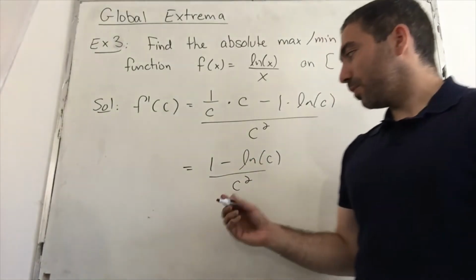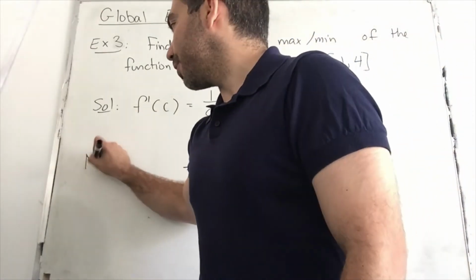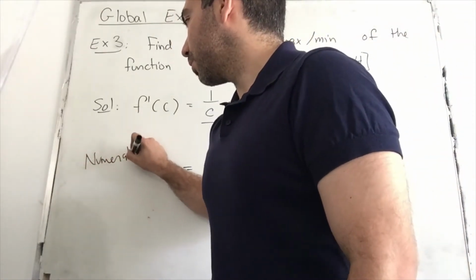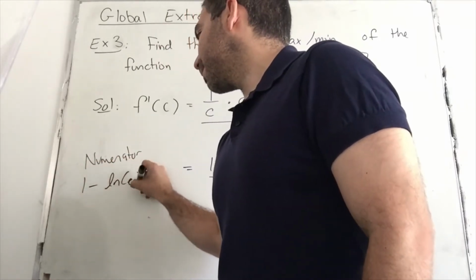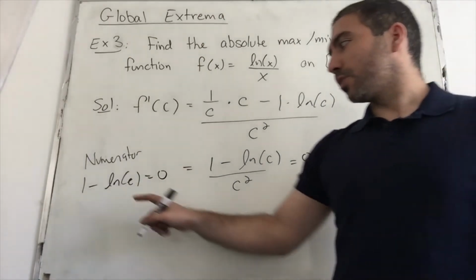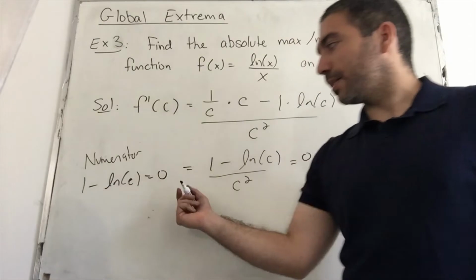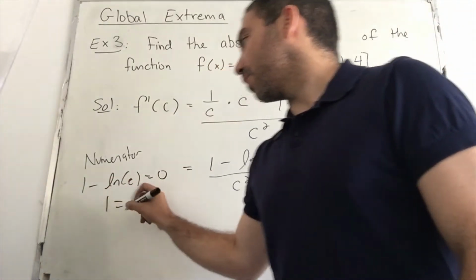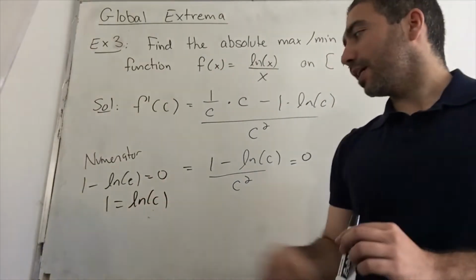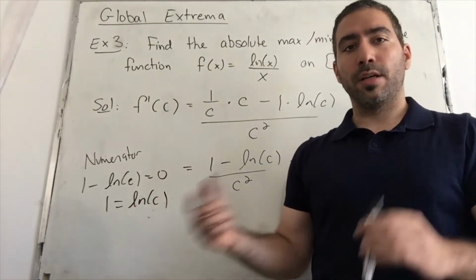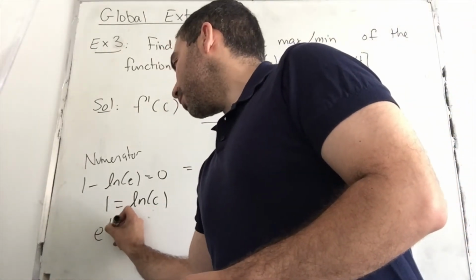Next, we set this equal to 0. So we want to know when the numerator is equal to 0. So we have 1 minus ln of c equals 0. We solve for c, starting off by adding ln of c on both sides. So 1 equals ln of c. And next we want to get rid of the ln. How do we get rid of ln? Well, we raise both sides to the e.